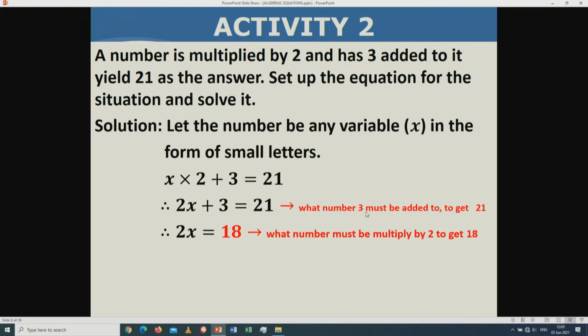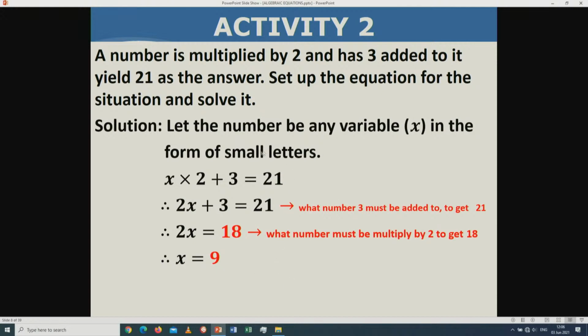Hence the question: what number must be added to 3 to get 21? That number will be 18. That simply means 2x is equivalent to 18. Now, the next step will be: what number must be multiplied by 2 to get 18? Surely we can agree that number must be 9. So in other words, the value of x is equal to 9.